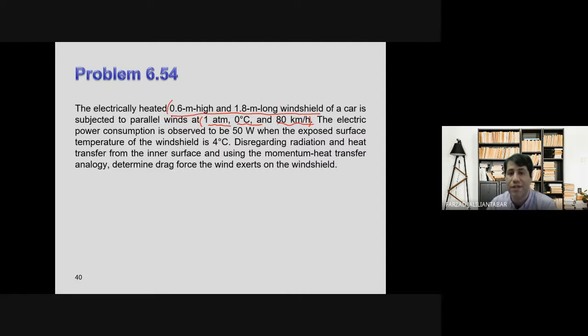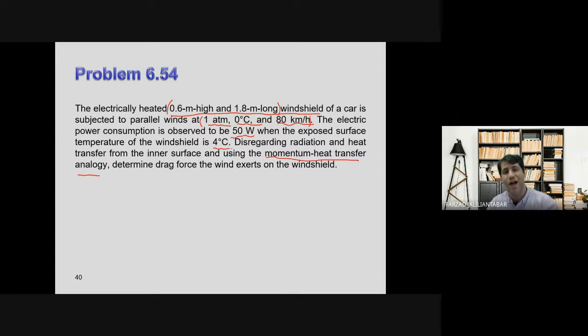These are information for the surface. The electric power consumption is observed to be 50 watts when the exposed surface temperature of the windshield is 40 degrees Celsius. So if the temperature of the surface Ts is 40 degrees Celsius, this much power is required to have a steady operating condition, no change in the temperature. Disregarding radiation and heat transfer from the inner surface, and using the momentum heat transfer analogy, determine the drag force the wind exerts on the windshield.